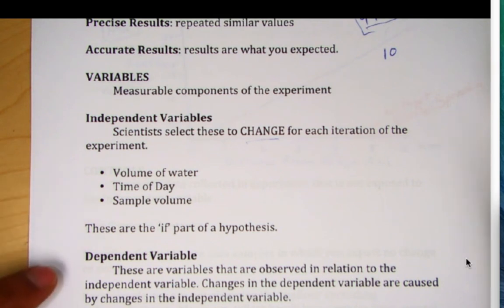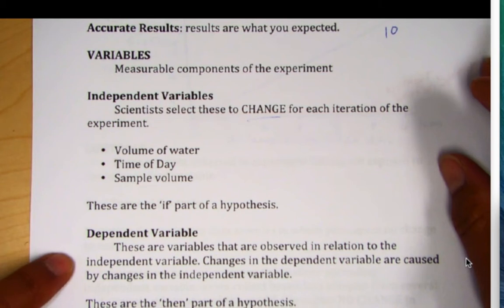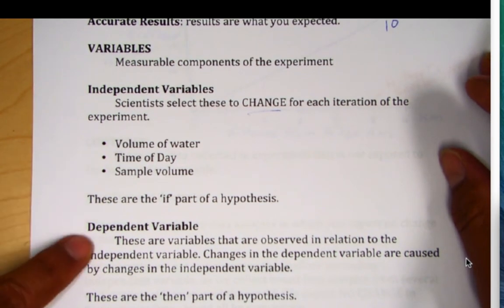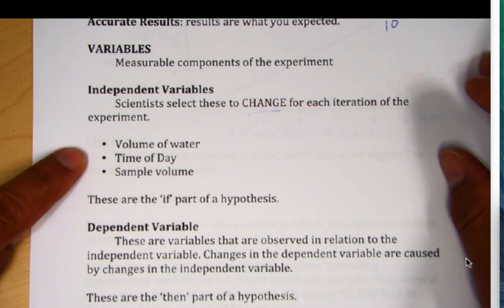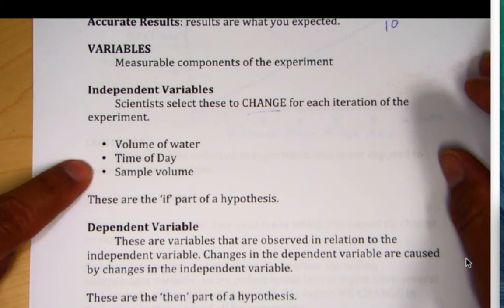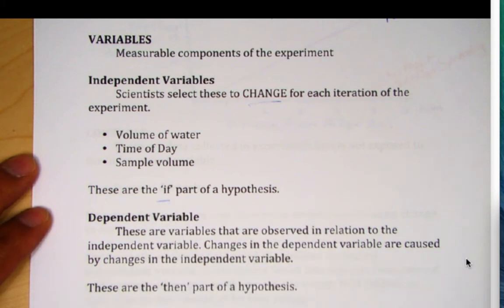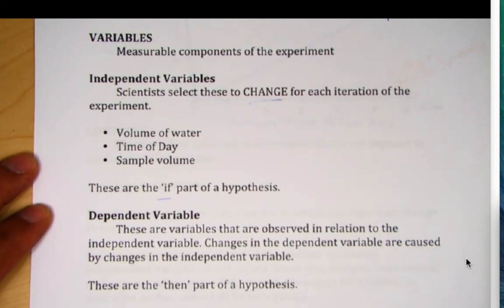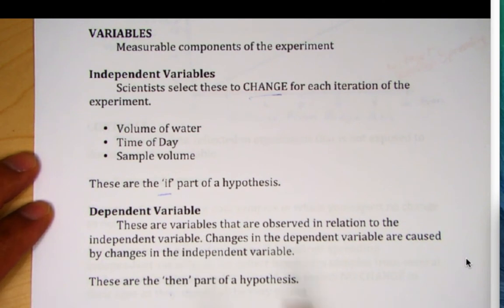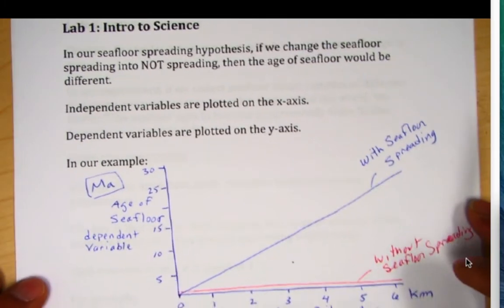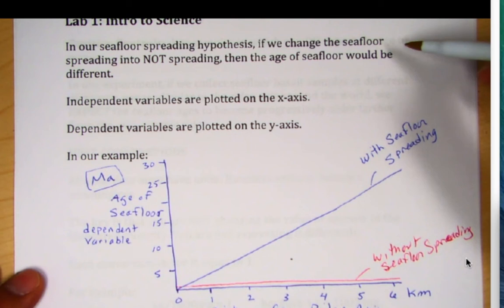And the dependent variables are those variables that are going to be affected by these changes. So really they depend on the independent variable, right? You can think of it as these depending on the value of the independent variable. Now the independent variable is the if part of the hypothesis. If we do this, then what's going to happen? Well, the then part is the dependent variable, right? That's going to be affected by the independent variable. In our seafloor spreading hypothesis, if we change the seafloor spreading into not spreading, then the age of the seafloor would be different, right? So that's an idea there.